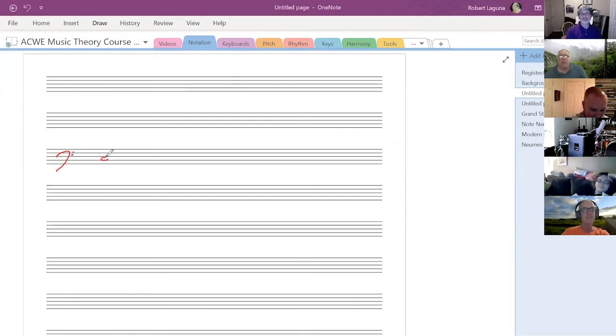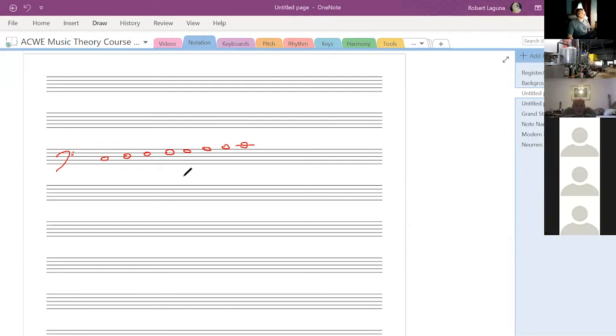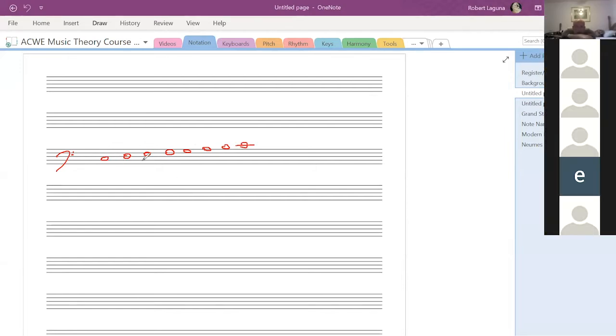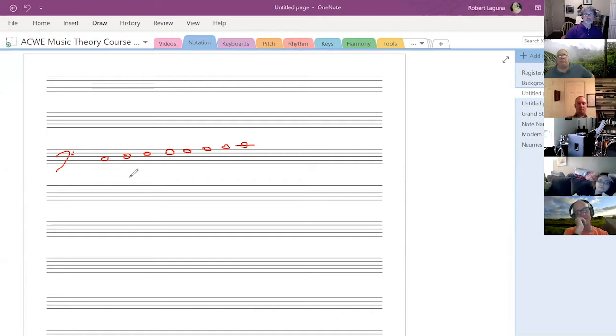So let's just start with a C scale once more. C, D, E, F, G, A, B, and C. If I were going to give these guys numbers, this would be number 1, number 2, number 3, number 4, number 5, number 6, number 7, and number 8. And remember these, because we're going to work off of these when we start looking at chords and how to put notes on top of each other.